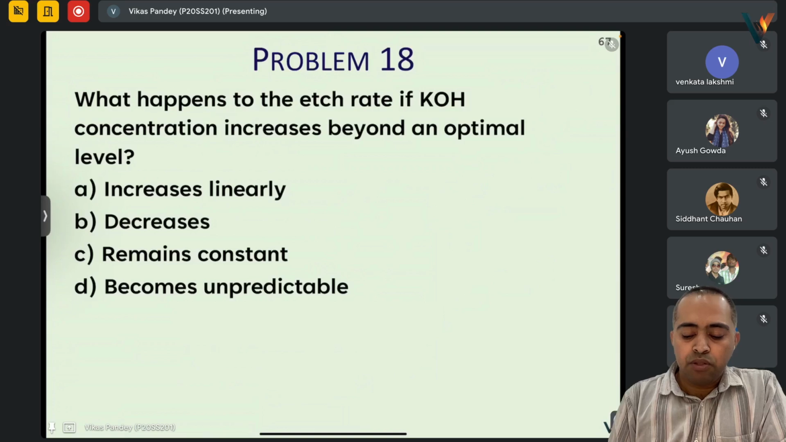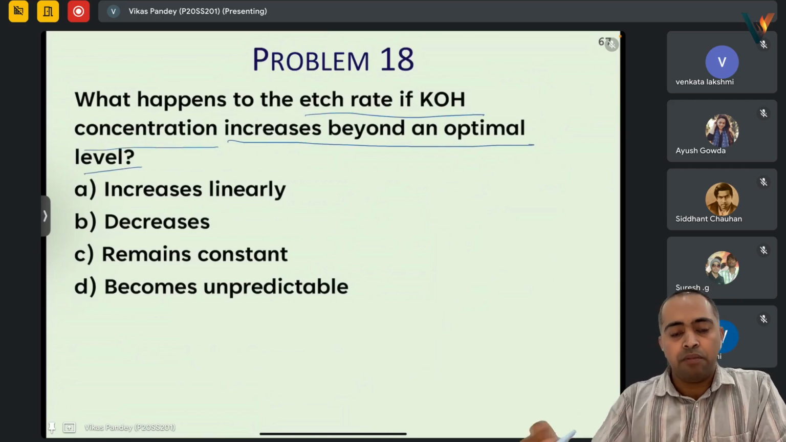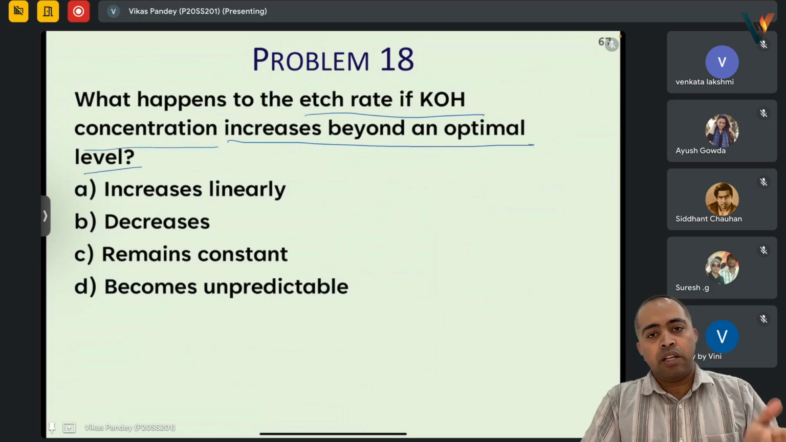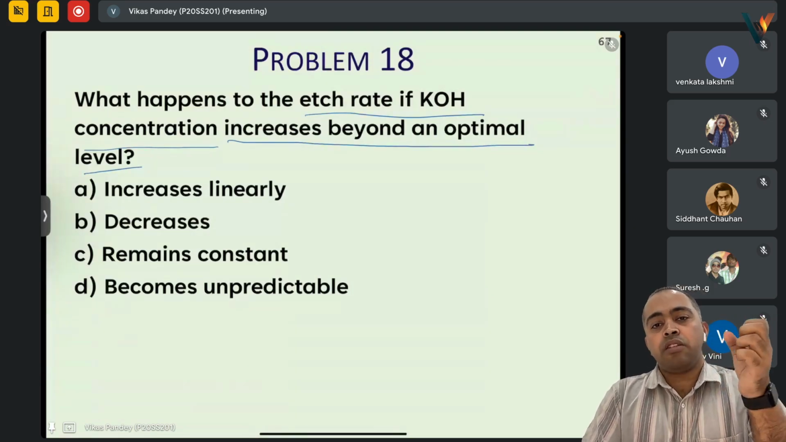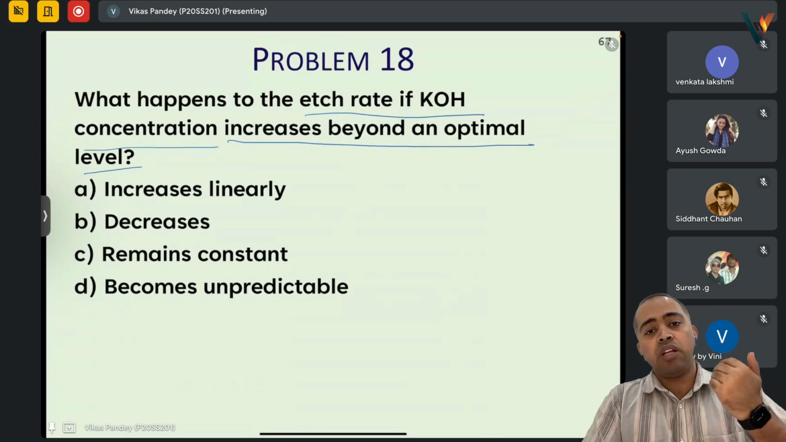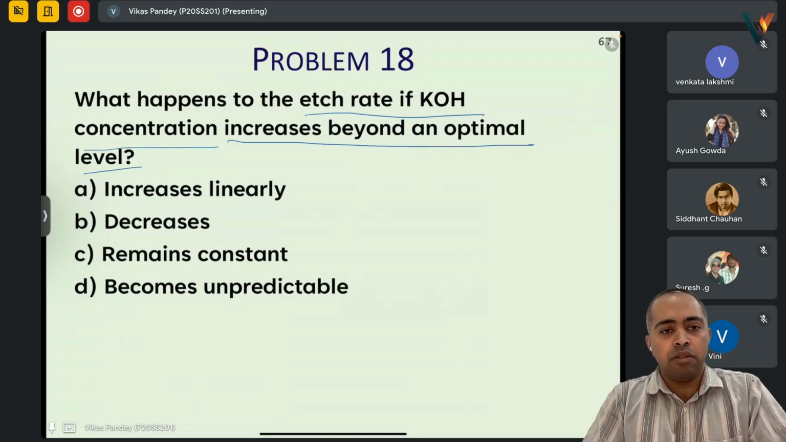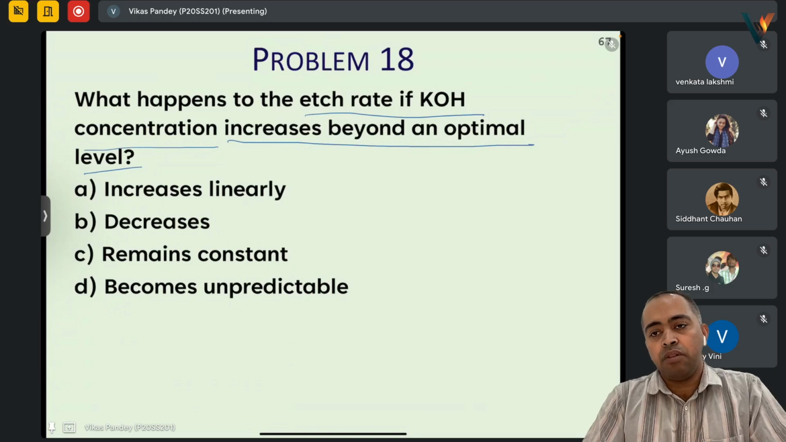What happens to the etch rate in KOH concentration? If KOH concentration increases beyond an optimal level, we are increasing the KOH concentration. Since it will get stronger, it will have more etching. That is common. But what if it goes beyond an optimal level? Will it still increase linearly, decrease, remain constant, or become unpredictable?